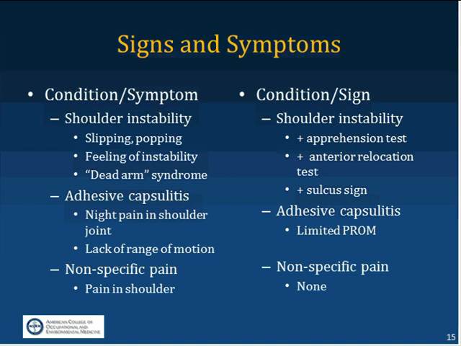The sulcus sign is that you will see a sulcus which normally isn't there near the head of the humerus. In adhesive capsulitis, you will get night pain in the shoulder joint, somewhat similar to impingement, but that tends to be outside of the shoulder joint, and a lack of range of motion. In this case, there's limited range of motion.